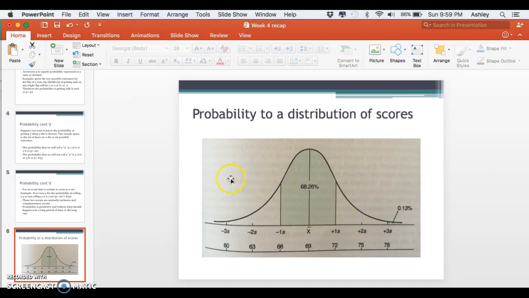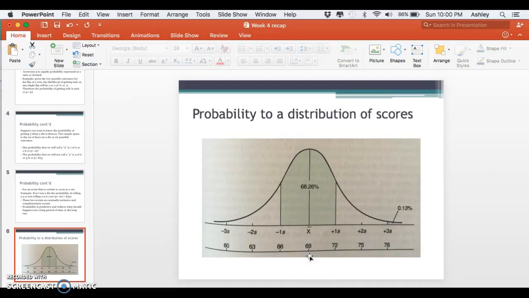If it's not more towards the left or more towards the right, then it's normal. If it falls more towards the left or more towards the right, then it's considered skewed. If it's skewed to the right, that's considered positive. If it's skewed to the left, that's considered negatively skewed. Okay? Just a small recap. So again, this is a normal curve. Suppose that the mean height was 69 inches. This is the mean.